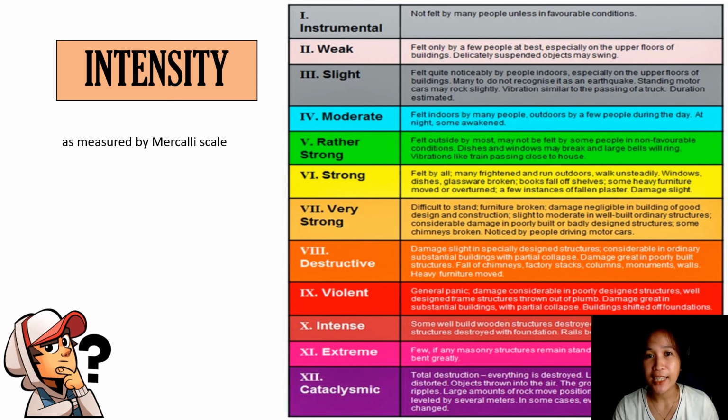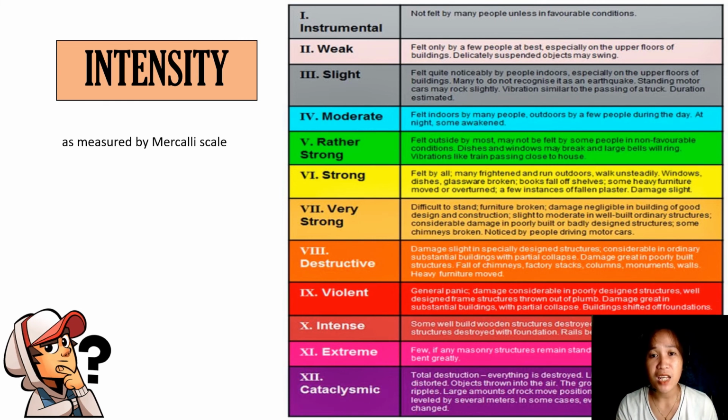So, ito yung makikita natin, guys. If intensity 1 pa lang, instrumental, not felt by many people unless in favorable conditions. Intensity 2, weak. Intensity 3, slight. Felt quite noticeably by people indoors, especially on the upper floors of buildings. Okay. So, next is intensity 4 is moderate. Felt indoors by many people, outdoors by a few people during the day, at night some awaken.